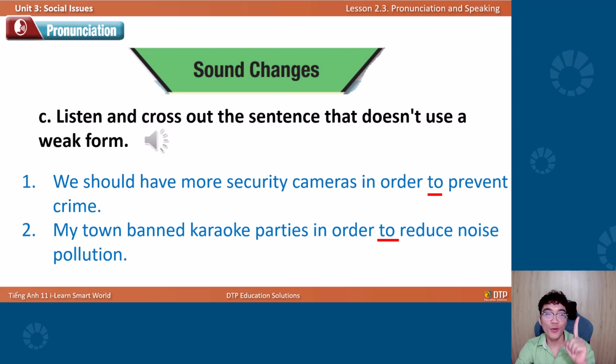So you choose 1 or 2. Yes, the answer is 2. They say 2 very strongly, right? So now can you read the first sentence? Good. How about the second sentence?